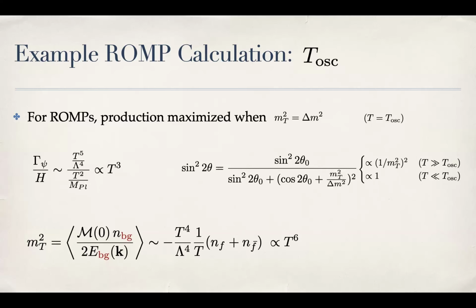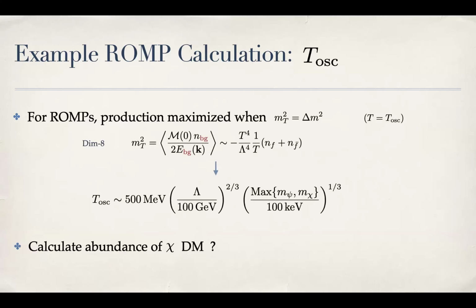Let's look now at temperatures much less than T_OSC, i.e. this term is small relative to this. Then we're left with the in-medium mixing angle being exactly equal to the vacuum mixing angle, sine squared of 2 theta naught, a constant. And therefore Gamma over H times sine squared of 2 theta just goes as T cubed. So it's UV dominated. So if it's IR dominated above T_OSC and UV dominated below T_OSC, it's dominated at T_OSC. So that just shows explicitly that the temperature is dominantly produced at T_OSC.